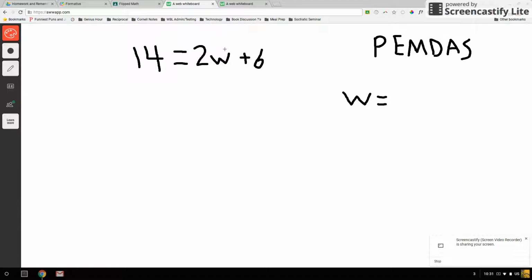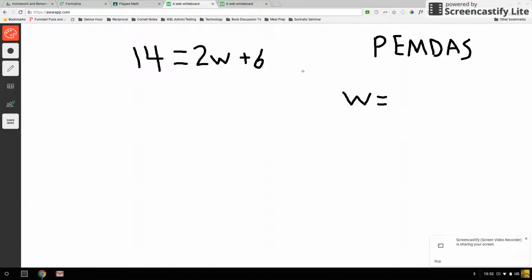I have two things going on. I have 2w, which is multiplication, and then I have plus 6. So I have both multiplication and addition. Now, just like when we worked with order of operations, when we undo an equation to try to find that variable, we have to follow a certain step, a certain order. But the nice thing is we're going to use PEMDAS again. Remember, this is parentheses, exponents, multiply and divide, add and subtract.